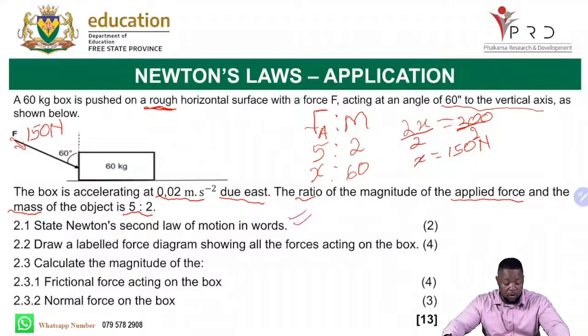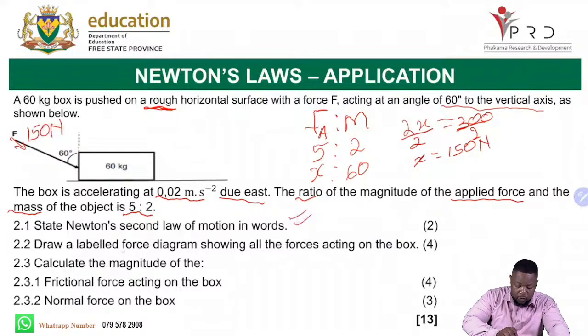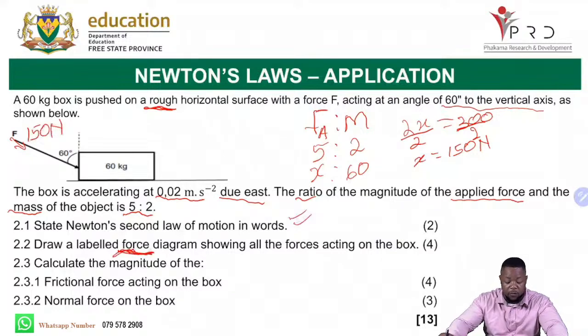2.2, draw a labeled force diagram showing all the forces acting on the box. We also see that 4 marks is allocated there. With the 4 marks allocated, we are able to tell that 4 forces are expected from us.